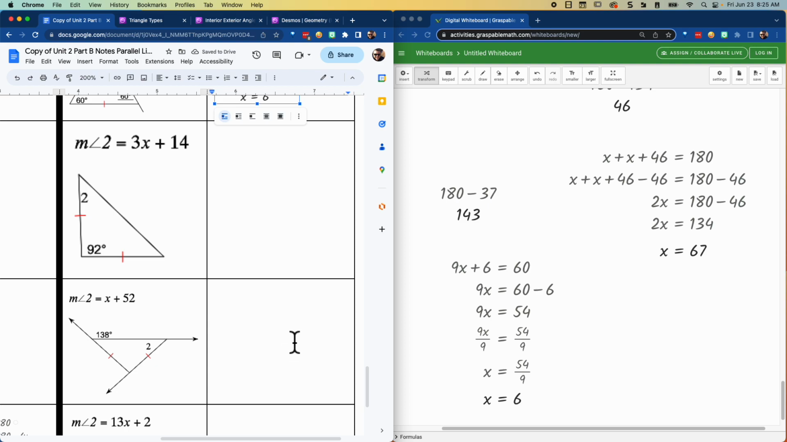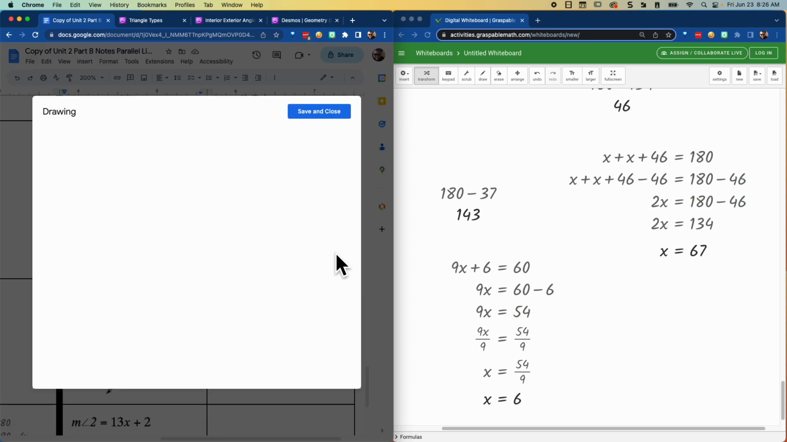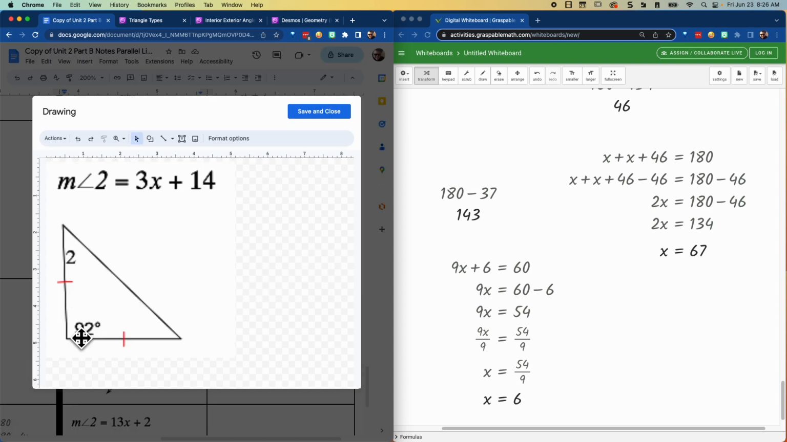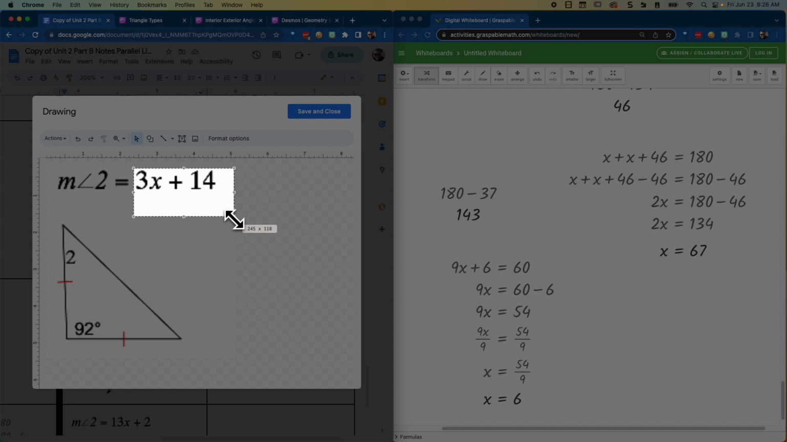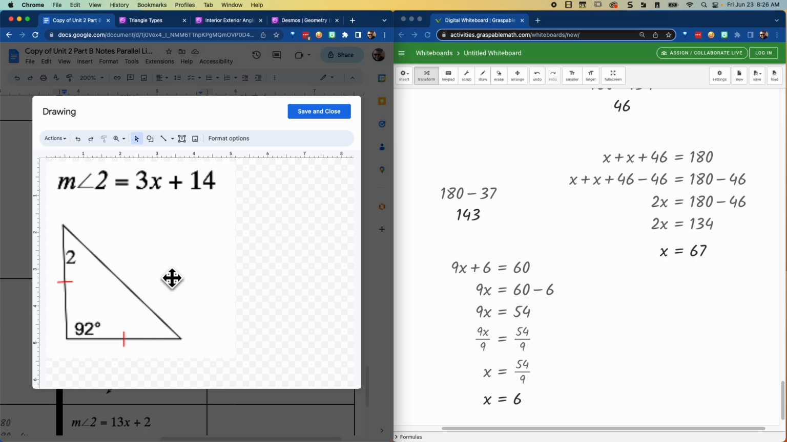All right, we're going to do one more, and then we'll leave the rest kind of for you guys to work through if you want. This will be our last one. I notice that I have 92 here. But I also notice that I have this 3x plus 14 is in there for the angle 2. So I'm going to capture that, paste it, and that means that angle is 3x plus 14. And so is that angle.